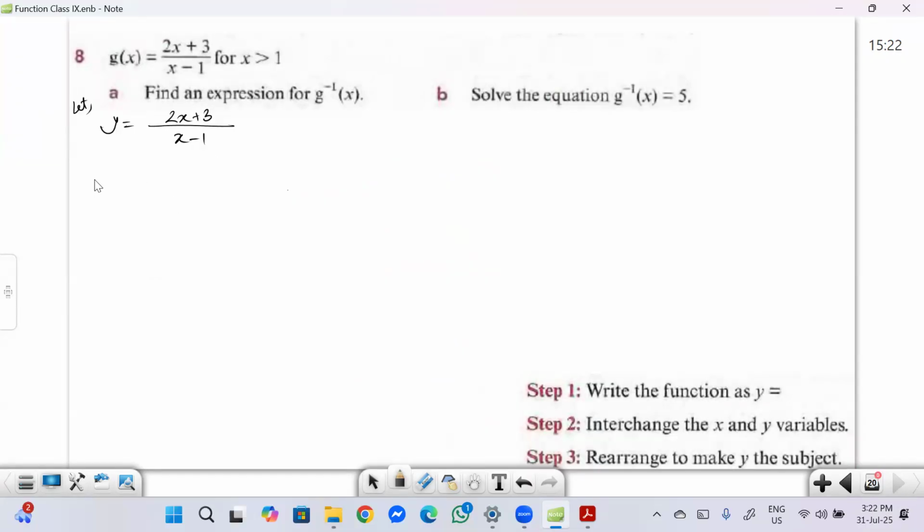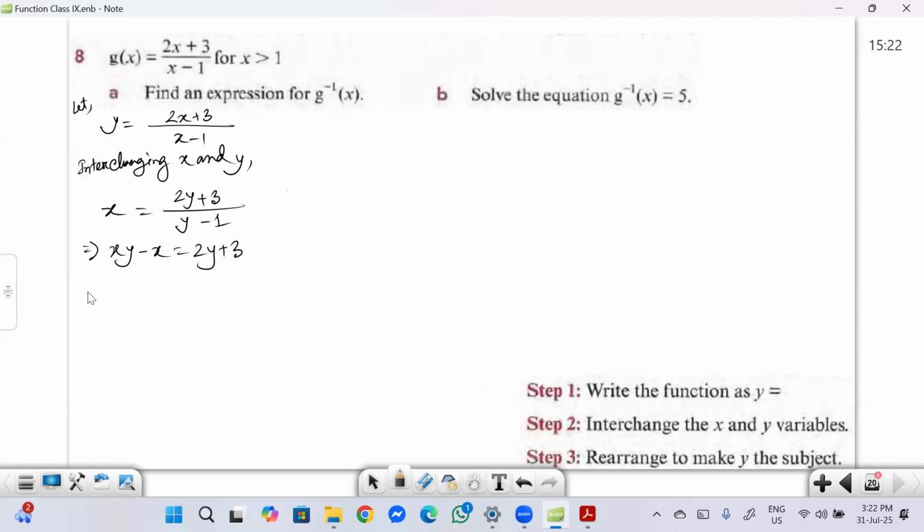The second thing is to interchange x and y. You can do this in this step or wait for another step. You need to declare that you are changing x and y. If you interchange x and y, this thing will be something like this. Now your task would be to make y the subject of the equation, and for that, what you need to do immediately is to cross multiply.